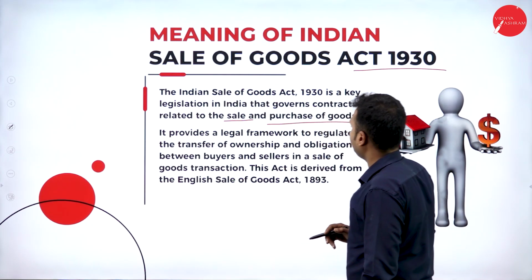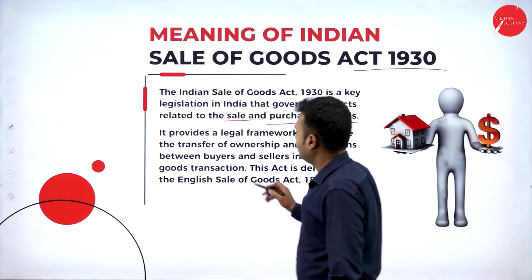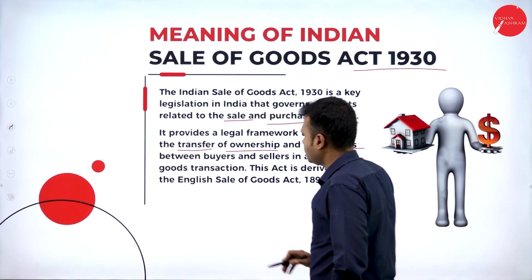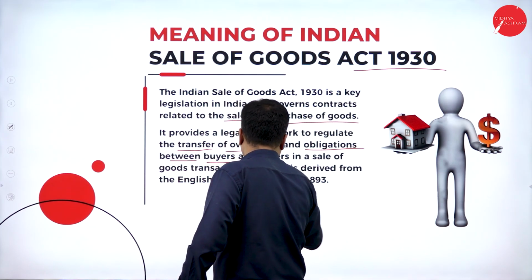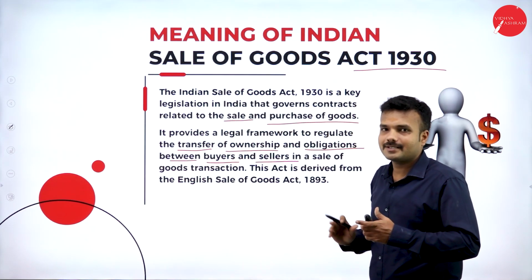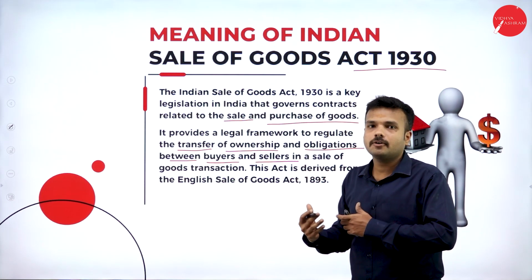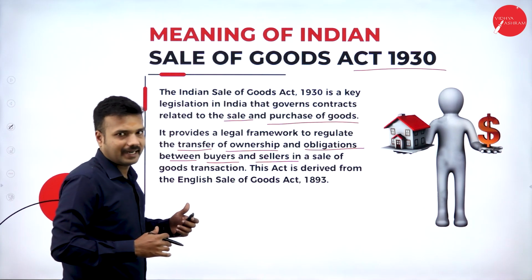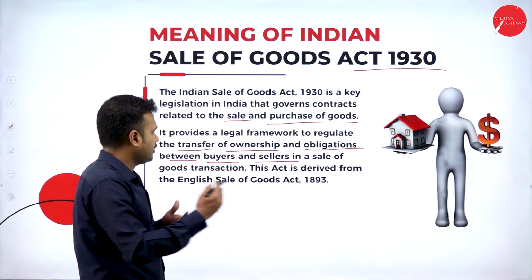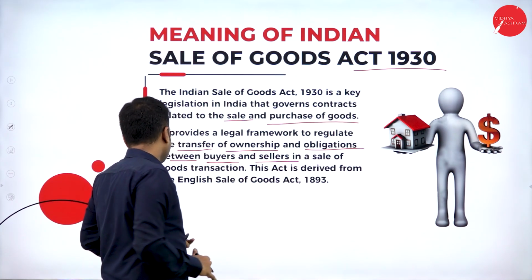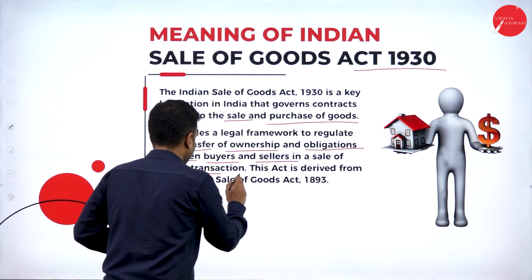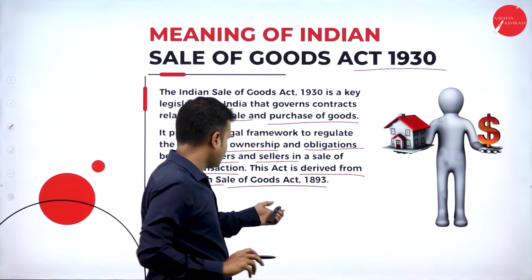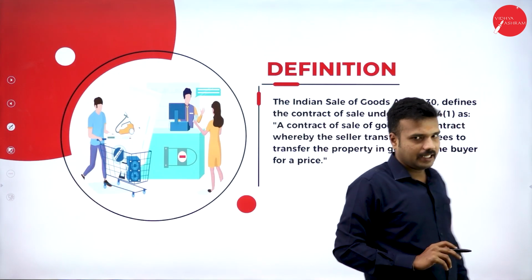It provides a legal framework to regulate the transfer of ownership and obligations between buyers and sellers. It governs the transfer of ownership from the seller to the buyer. As I said, there are two parties, a buyer and a seller, and it governs all these Sale of Goods Act transactions. The Sale of Goods Act is derived from the English, that is the British, Sale of Goods Act 1893.